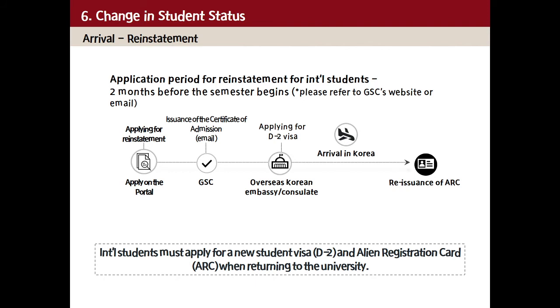You first need to apply for reinstatement on the portal. Once your department office confirms your reinstatement, GSC will email you with the necessary information and a certificate of admission. You will then need to prepare the other documents you need to submit, along with the COA you received in the email, to apply for your D2 visa. After you arrive in Korea with a D2 visa, you will need to reapply for a new ARC.